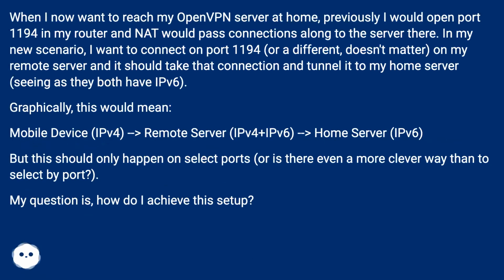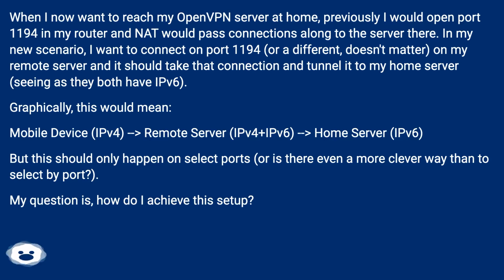When I now want to reach my OpenVPN server at home, previously I would open port 1194 in my router and NAT would pass connections along to the server there. In my new scenario, I want to connect on port 1194 or a different one, doesn't matter, on my remote server, and it should take that connection and tunnel it to my home server, seeing as they both have IPv6. Graphically, this would mean mobile device IPv4, remote server IPv4 plus IPv6, home server IPv6.